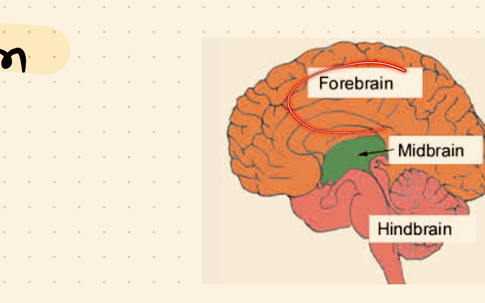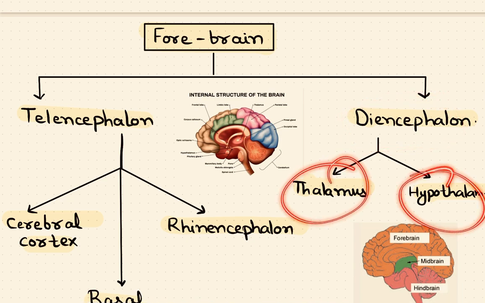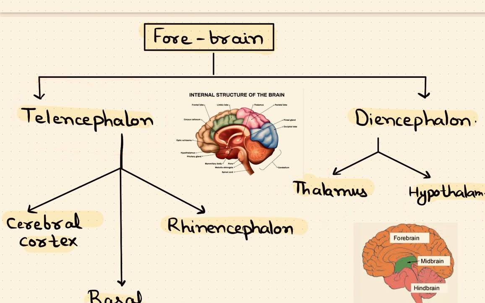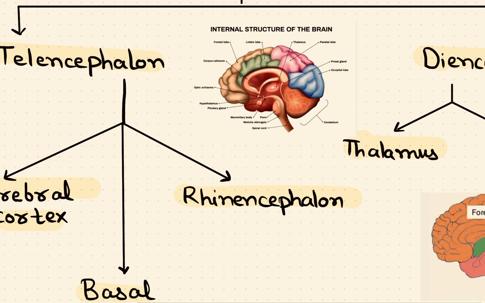Now, this forebrain or prosencephalon is further divided into two parts. One is telencephalon, which is nothing but cerebrum. This is the cerebrum region. And diencephalon, which has further two types, thalamus and hypothalamus. This telencephalon, or we can say cerebrum, can be divided into cerebral cortex. What is this cerebral cortex? This is the region from this to this part. This is cerebral cortex. Then we have rhinencephalon.